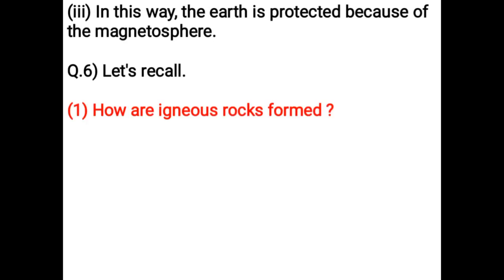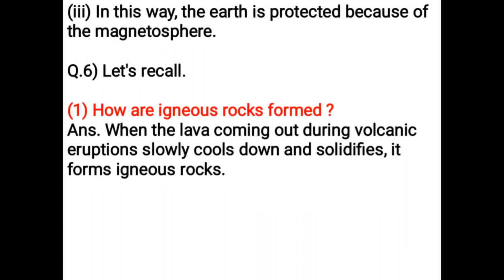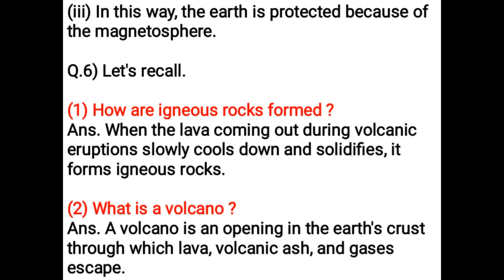Let's recall how are igneous rocks formed. When the lava coming out during volcanic eruptions slowly cools down and solidifies, it forms igneous rocks. What is a volcano? A volcano is an opening in the Earth's crust through which lava, volcanic ash and gases escape.